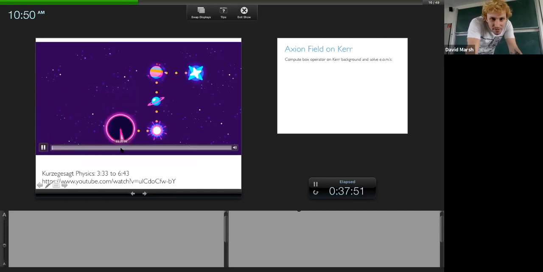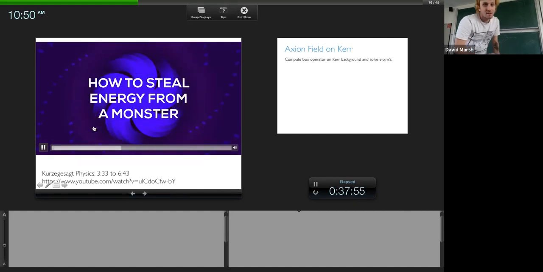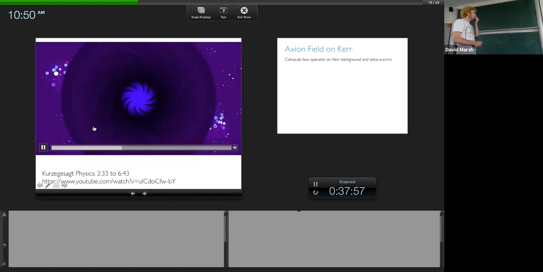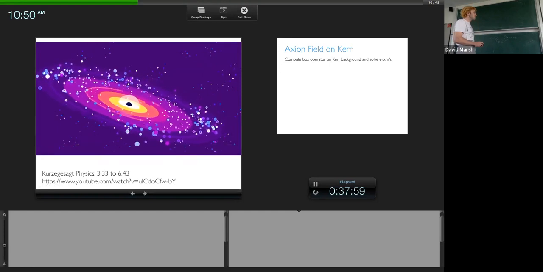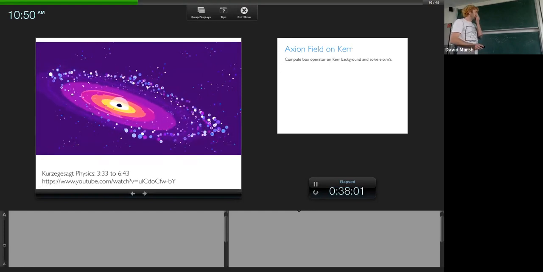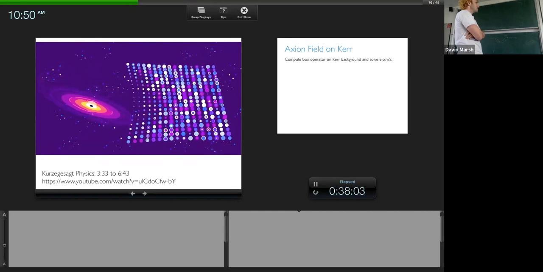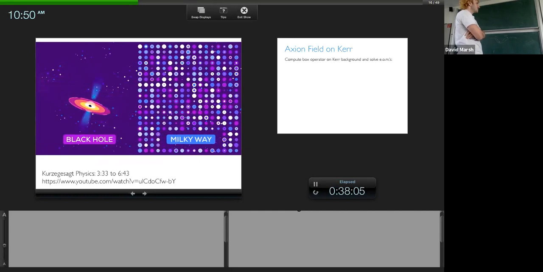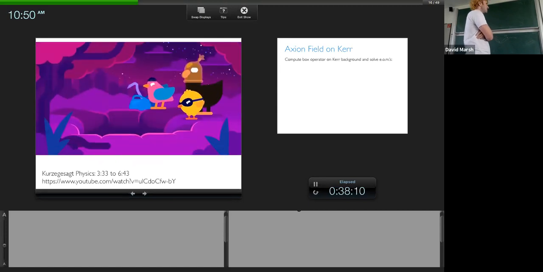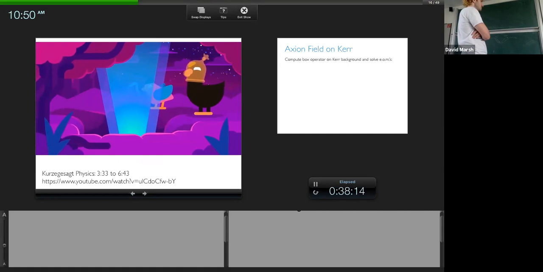Black holes are the largest collections of pure energy. How to steal energy from a monster. Take the supermassive black hole at the center of the Milky Way. We could steal as much energy from it as every single star in the Milky Way emits in a billion years combined. The easiest way to steal this energy is, oddly enough, to drop something into the black hole.